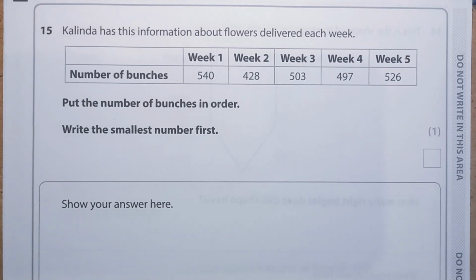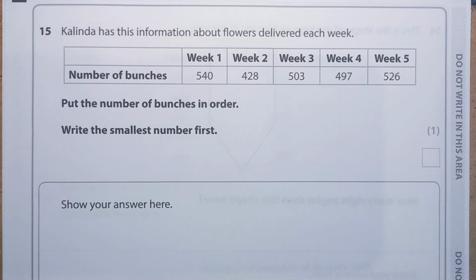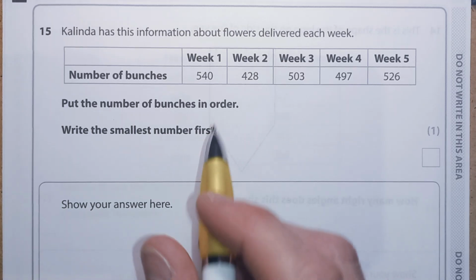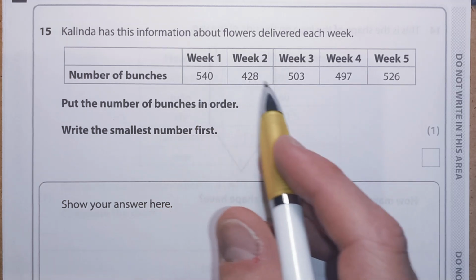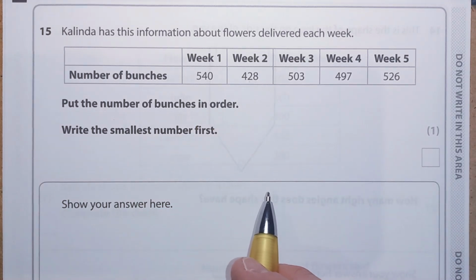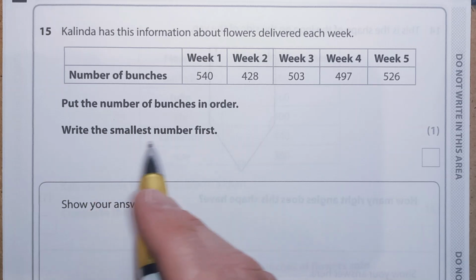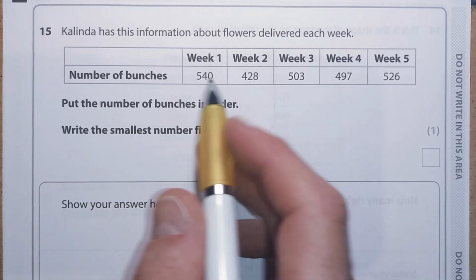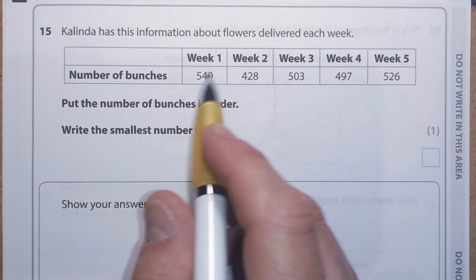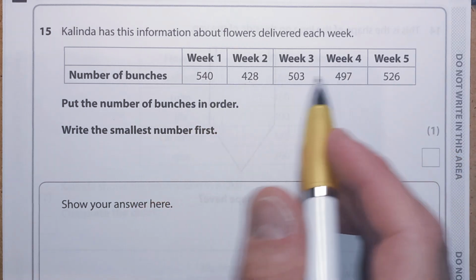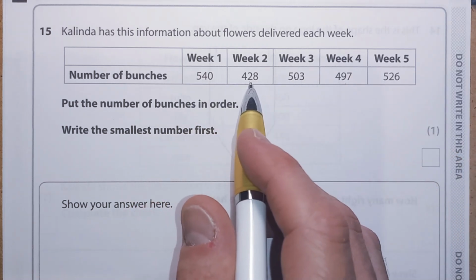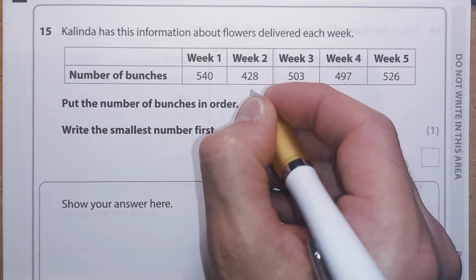Question 15. A calendar has this information about flowers delivered each week. Week 1 there were 540 bunches delivered, week 2 428, and so on. Put the number of bunches in order, write the smallest number first. So what's the smallest? Well, some are starting with 5, in the 500s. These two are in the 400s. So which is smaller? 428 is smaller than 497.